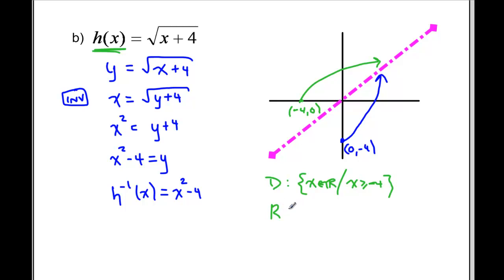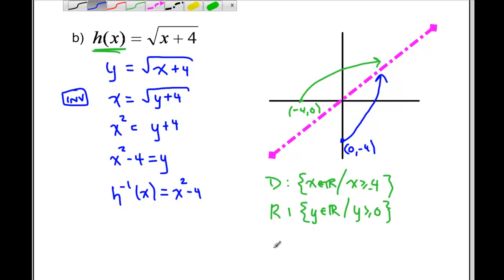My range, well, notice I have nothing below 0. So y has to be greater or equal to 0. So now for the inverse function. Remember, they're just the opposite of what you saw above. So my domain is the same as the range, but we changed the letters from y to x. So x has to be greater or equal to 0.